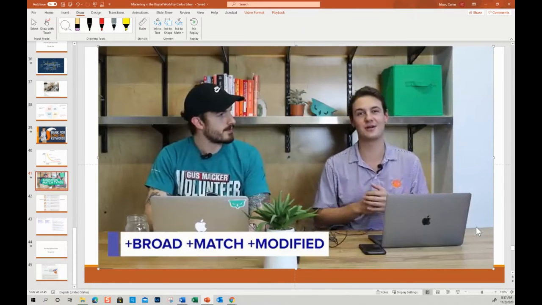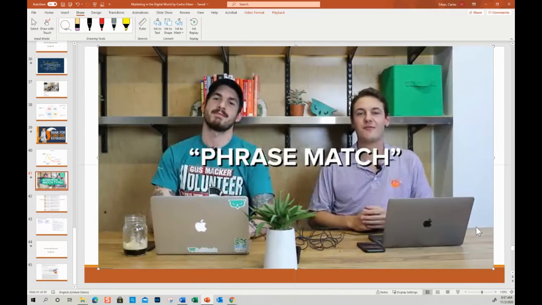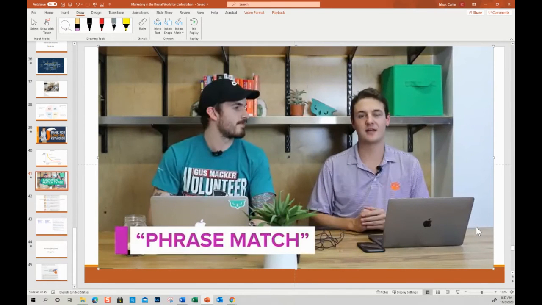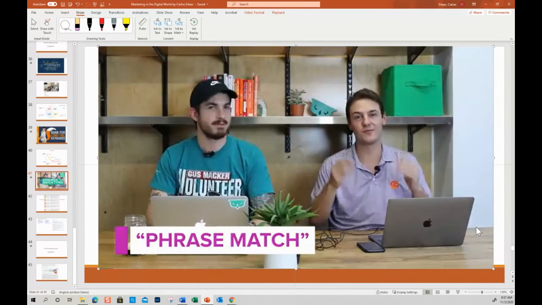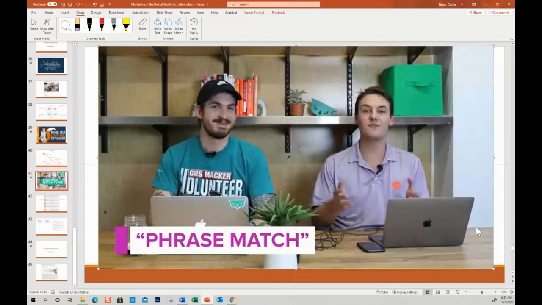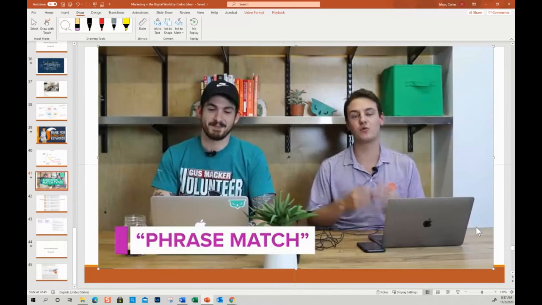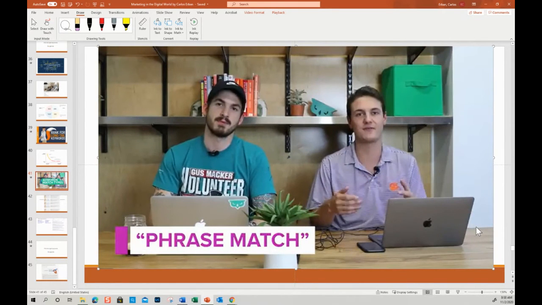Next keyword match type we want to talk about is phrase match. Phrase match is very similar to broad match modified, but instead of using the plus signs, you use the quotes on your keyboard. So the way phrase match works is you put quotes around the keyword that you want to make sure exists in the search. Now, this is very similar to broad match modified, but different in one major way.